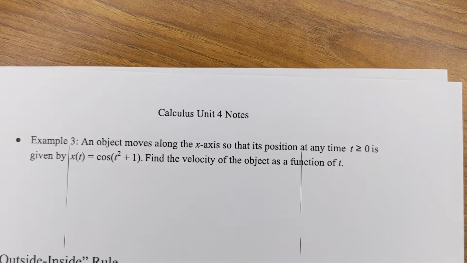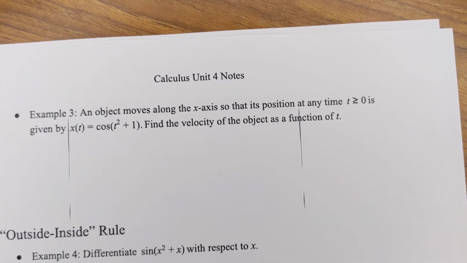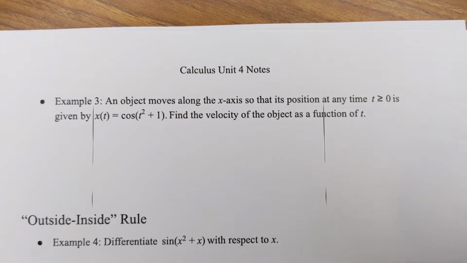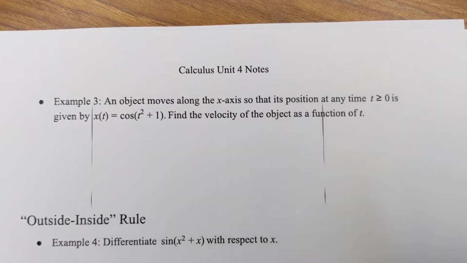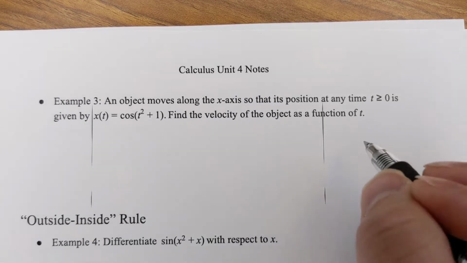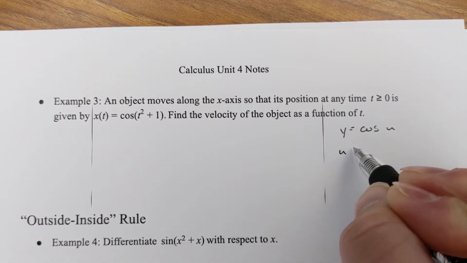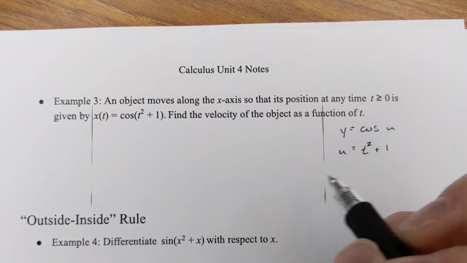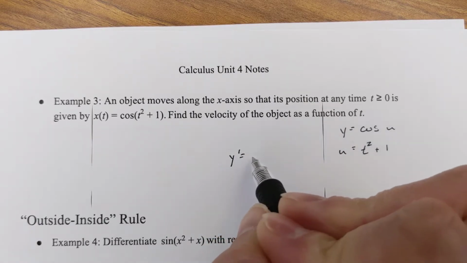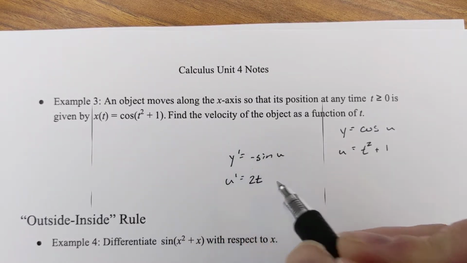Okay, so we've got example 3. An object moves along the x-axis, so its position at any time t greater than 0 is given by the function x of t equals cosine of t squared plus 1. Find the velocity. So in this case, y is going to be the cosine of u, and u is going to be t squared plus 1. When you take my two derivatives, y prime is the derivative of the cosine, which is the negative sine, and u prime is 2t.